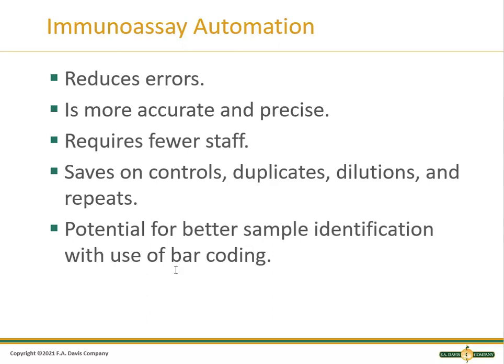Okay, now there's a video that you can watch that will explain it a lot better. It's got a lot more video kind of stuff explaining it, so make sure you look at that video. So anyway, immunoassays. If you're going to automate it, you want it accurate, precise. It reduces the errors, fewer people. So you save, it's better identification, barcoding. This is common sense stuff for us.